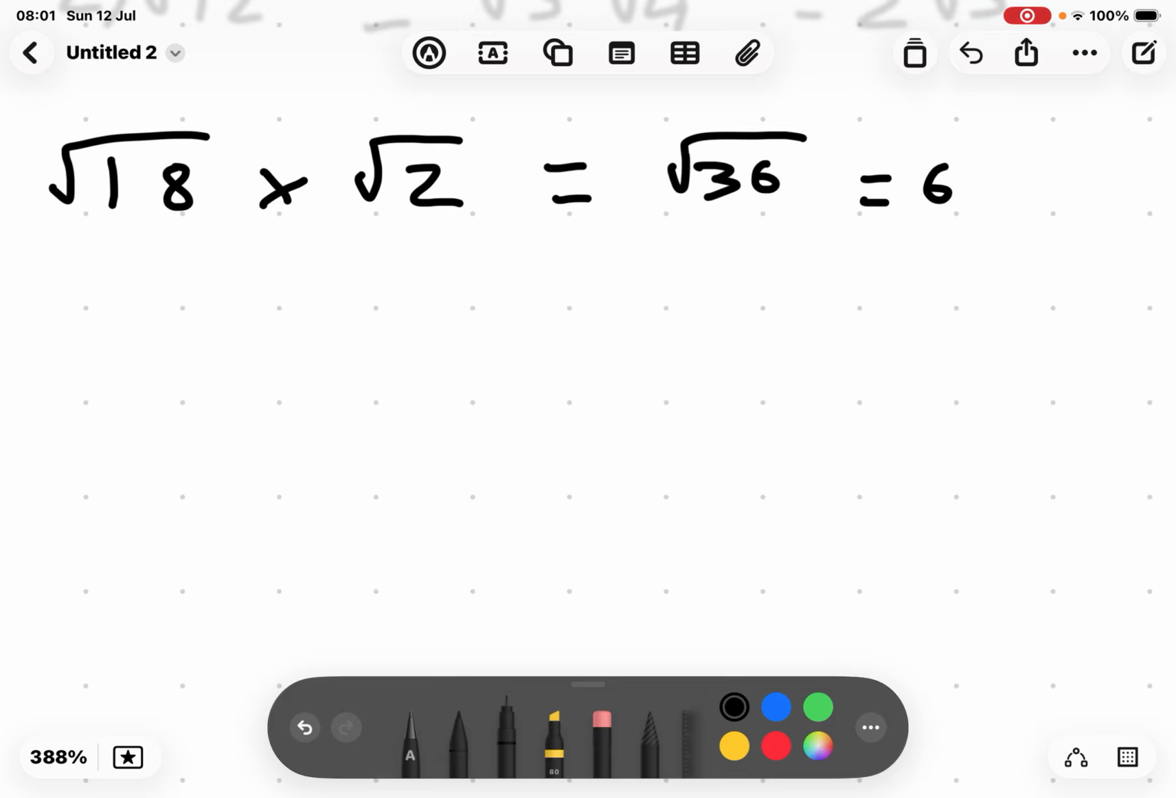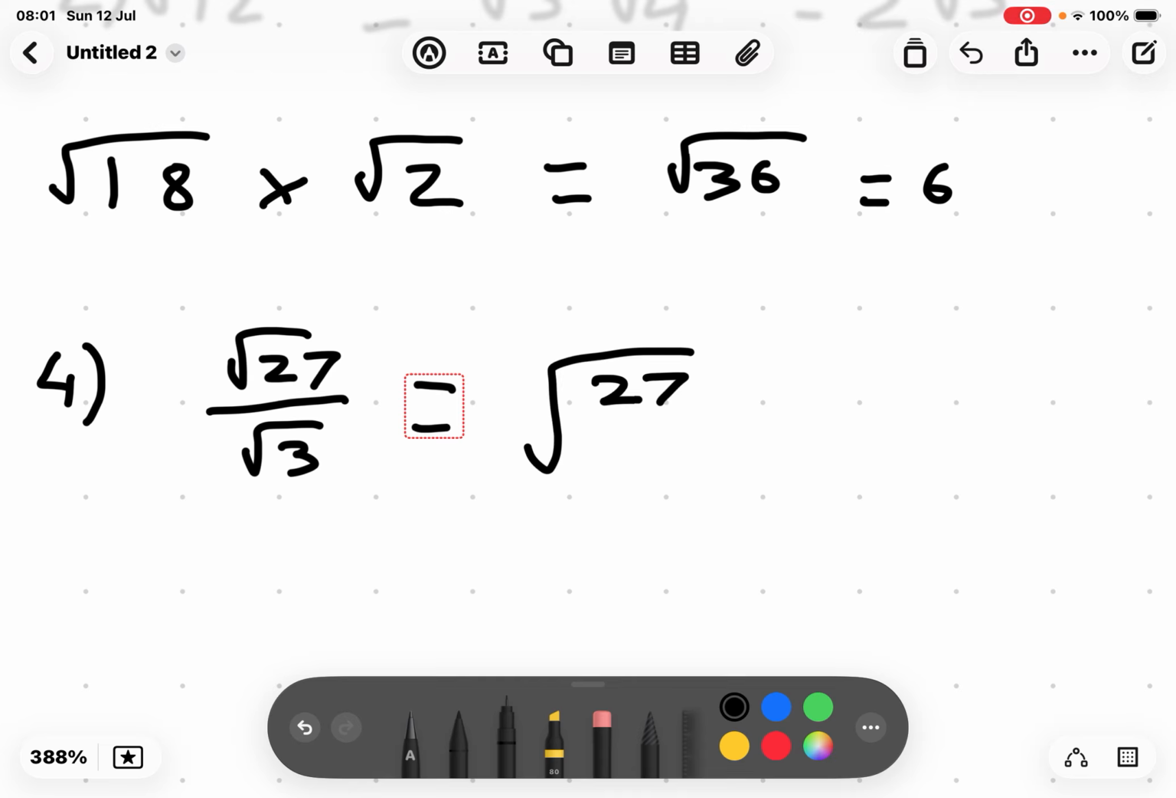And then, let's say we have this, right? From the laws, we know that that is equal to this. And we know that these two divide into each other. That gives 9, square root of 9, and that equals 3.